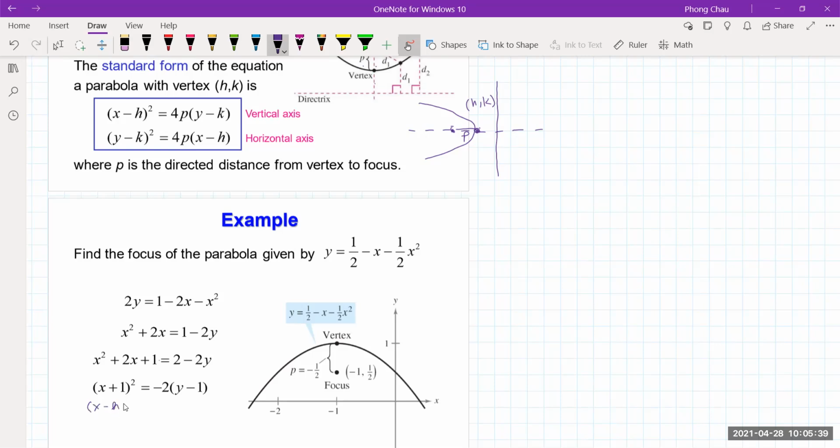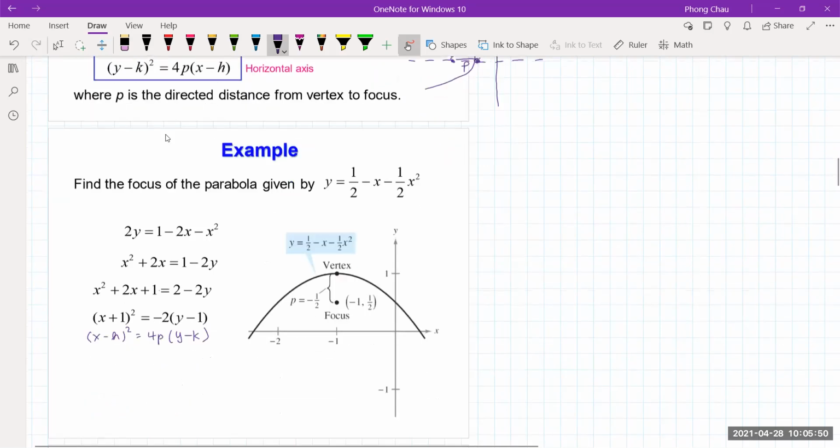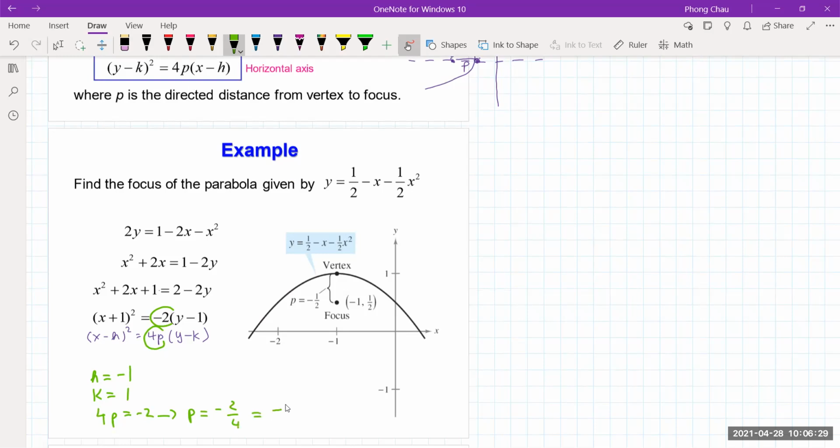Remember, we want to put it in (x minus h) squared equals 4p times (y minus k). Now from here, you can identify h and k. So k is 1. You have h is negative 1, because this is plus 1, x minus negative 1. So h is negative 1, and k is positive 1. And then remember we have a 4p. So 4p must equal negative 2. 4p is negative 2, and that means p is negative 2 over 4, or negative 1/2.